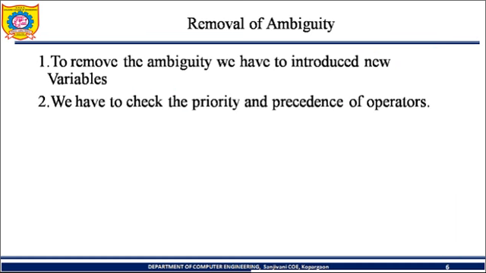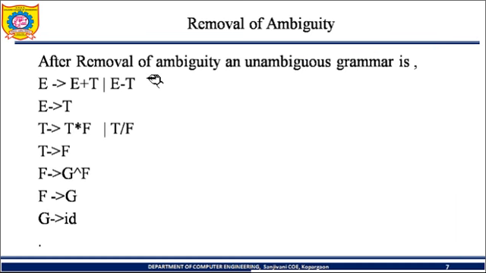So here you can see in this slide we have generated the grammar which is free from ambiguity, whereas the earlier grammar was an ambiguous one.